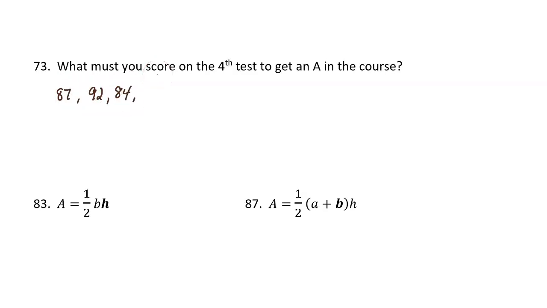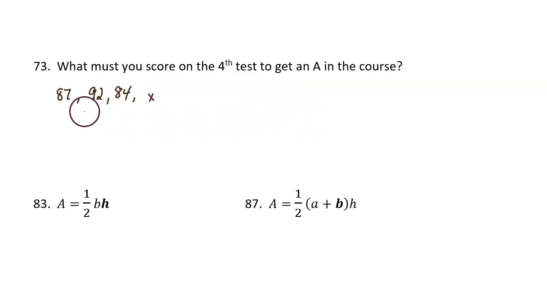The question is, what must you score on the 4th test so that your course average is at least 90%? So this is the first test score, the second score, the third score. We don't know the 4th score. Let's use the letter x to represent it. We want our average to be at least 90.